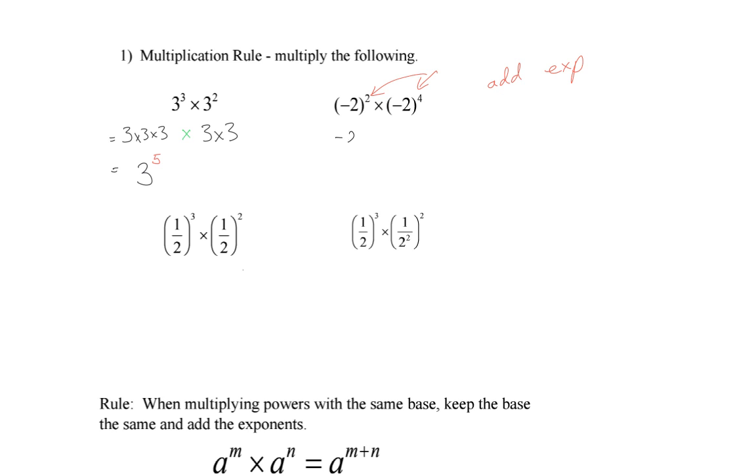So our base is -2, and you'll notice that it's in a bracket. And because we have a 2 and a 4, we just add them together. 2 plus 4, and we get as our final answer -2 raised to the 6. Now, the last thing that we have to do for both of these problems is actually compute the exponent.